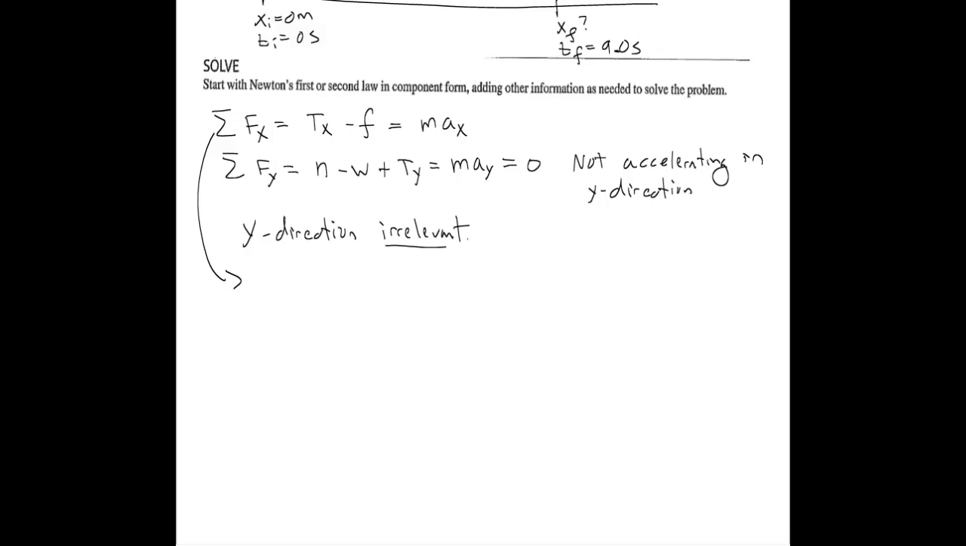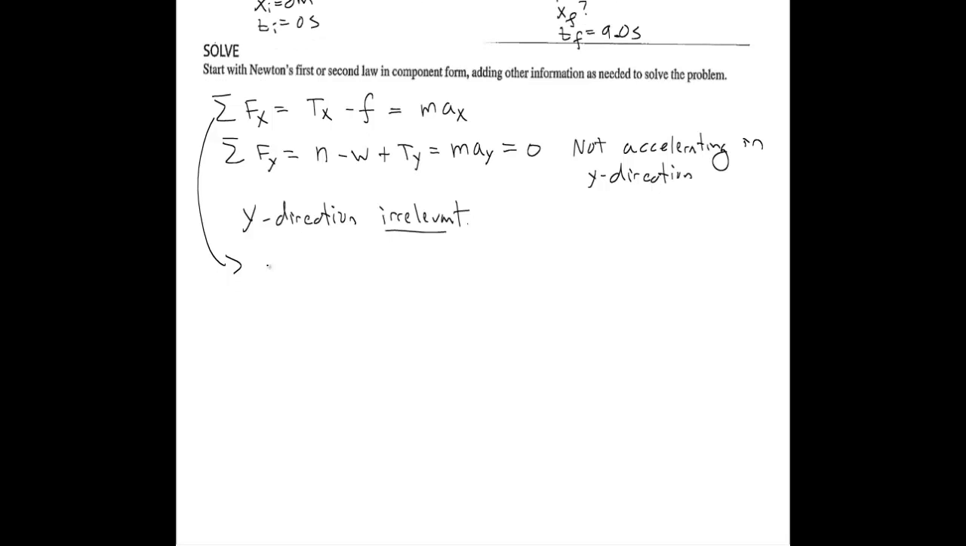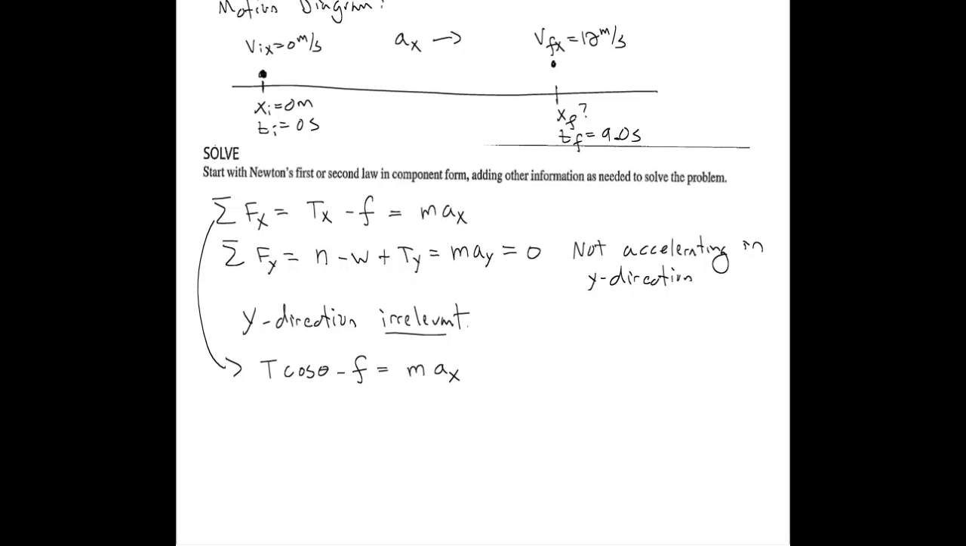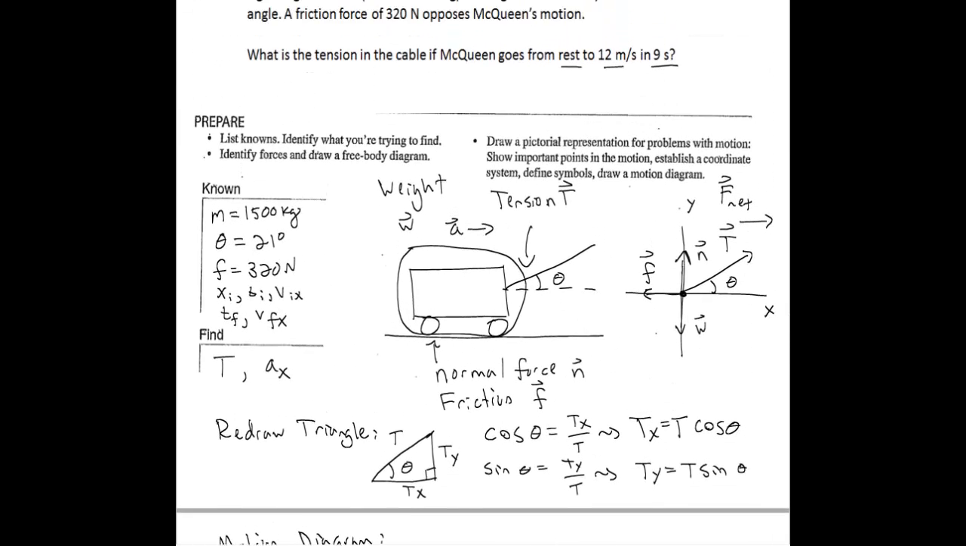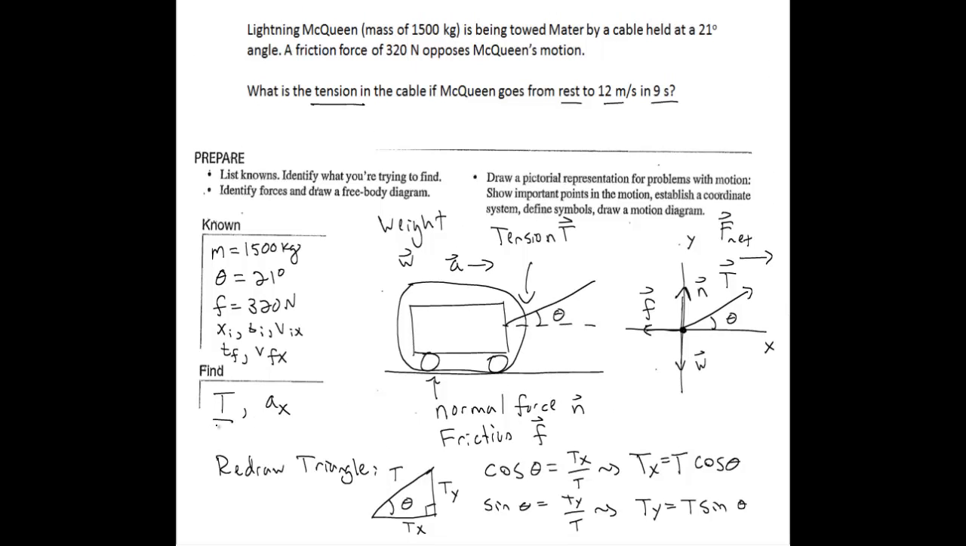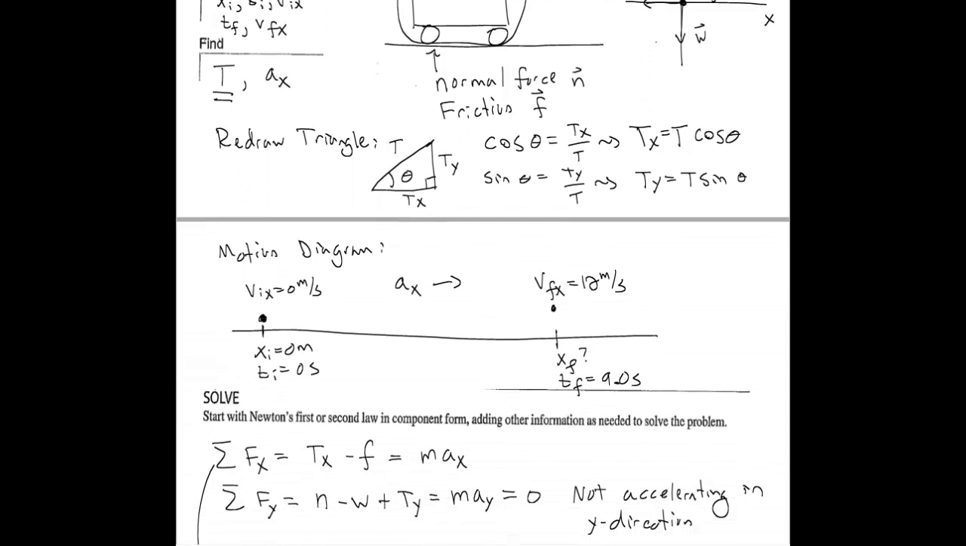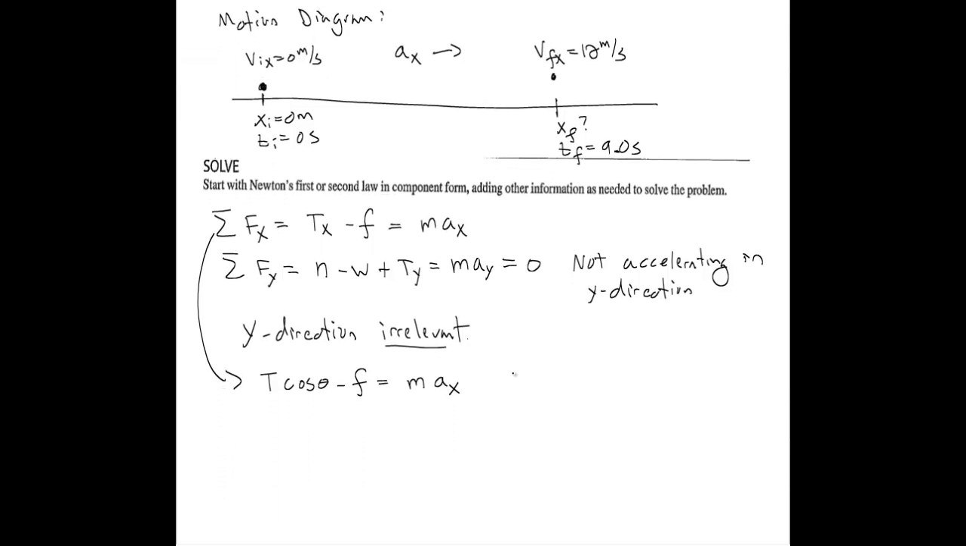So let's rewrite the forces in the x direction. It's the x component of tension, so T times cosine of the angle theta, minus the friction force, which is equal to mass times the acceleration in the x direction. So let's go back to what we were actually trying to do in this problem from the beginning. What we're really after is to find the tension T. In the expression we just wrote down for forces, we could solve this for T if we knew the x acceleration.